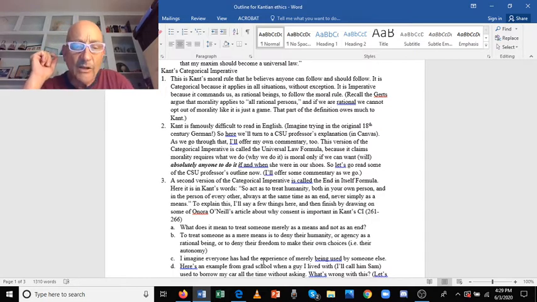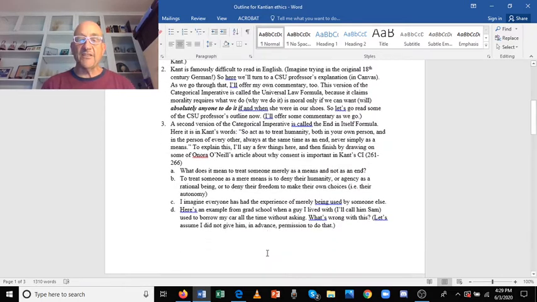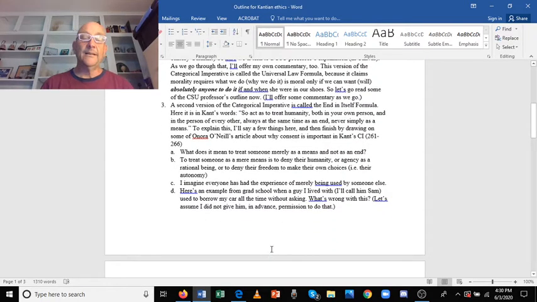So what does it mean, I'm in B3 little a here, to treat someone merely as a means, and that merely is important, and not as an end or as a person with their own dignity and autonomy and rights and choices. I'm in B here. To treat someone as a mere means is to deny their humanity or their agency, their ability to choose as a rational being, or deny their freedom to make choices. So this is C. I imagine everyone's, sadly, had the experience of merely being used by somebody else.